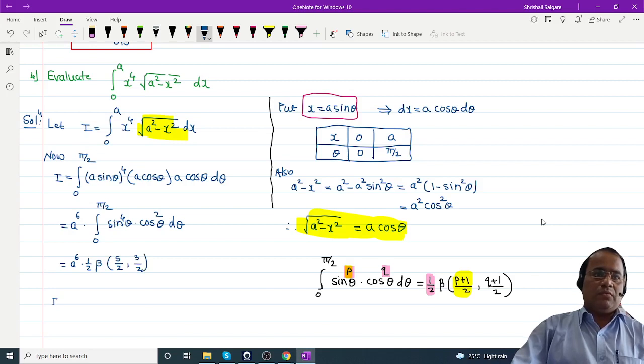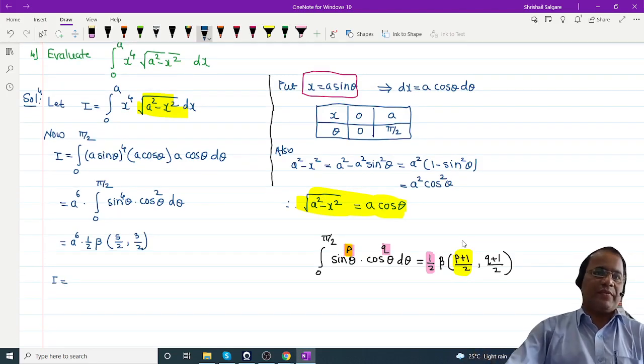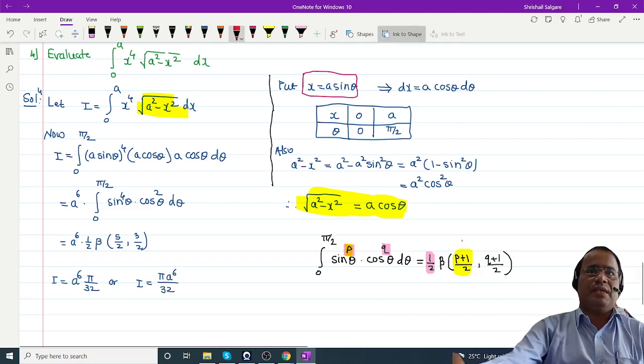Now I write directly the final answer. I will wait. Once again you can repeat what is the answer. A raised to 6 pi by 32. Yes, 32. The same thing can be written as pi into a raised to 6 divided by 32. That is the final answer.